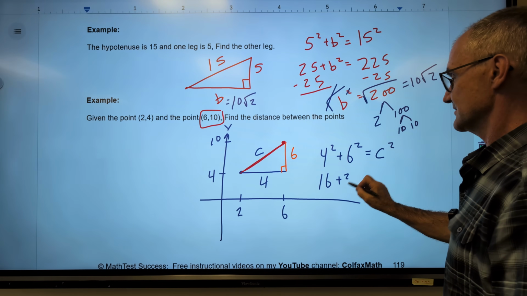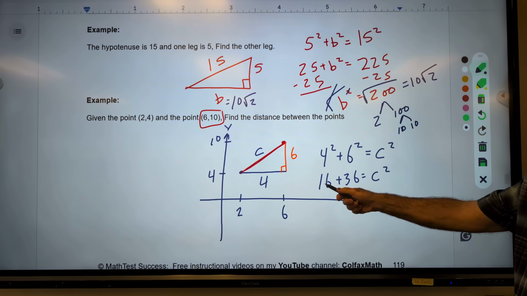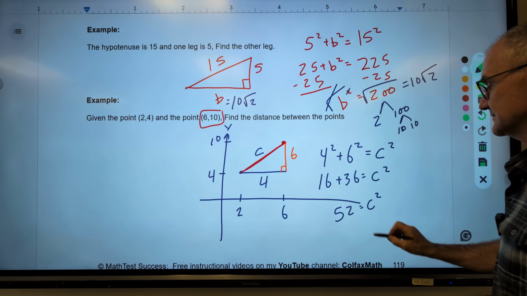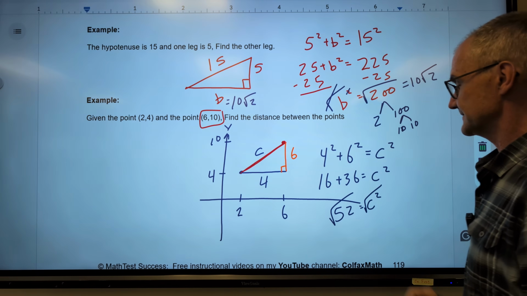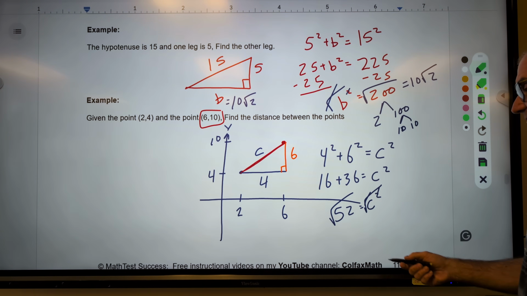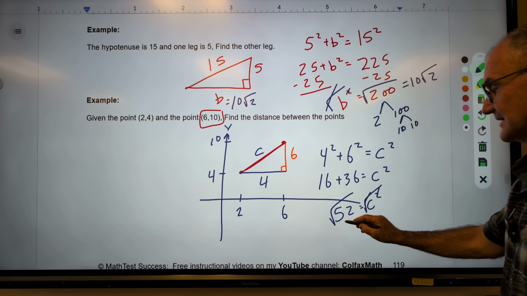16 plus 36 is equal to C squared. Combining these, 52 is equal to C squared. Square root of each side. That and that cancel, I have C by itself. Right, it's going to be a little bit more than 7, right? 7 times 7 is 49, but let's simplify this.